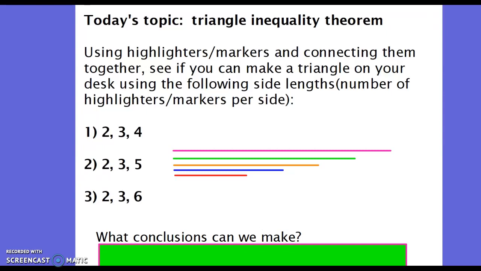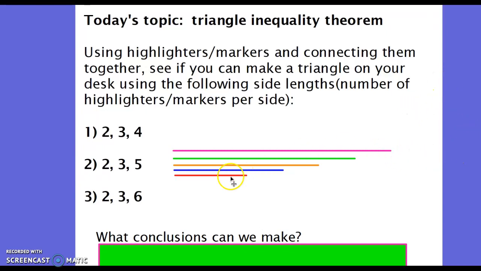So let's start with number 1. I want you to make a side of a triangle with 2 highlighters, a side of a triangle with 3 highlighters connected together, and another side with 4 highlighters connected together. See if you can make a triangle and put it together using those side lengths.